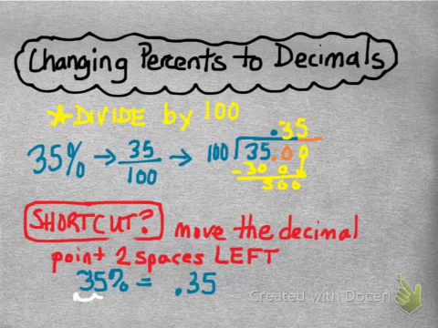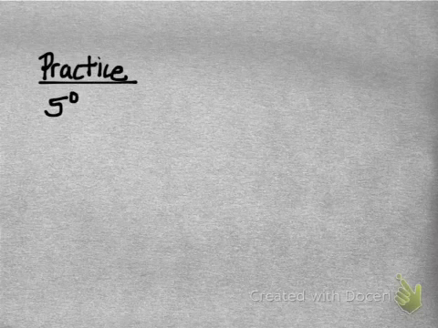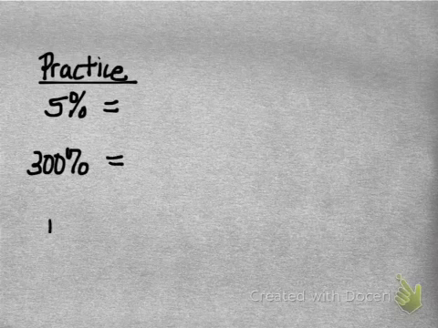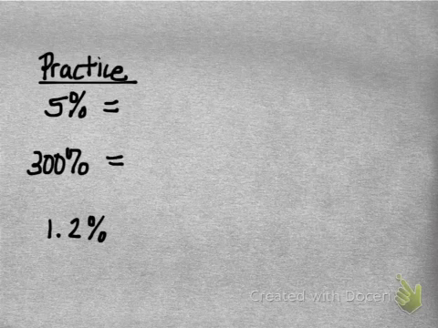Okay? So let's take a look. Once you have this copied, pause if you need to, and let's try some examples. Alright, so here's our practice. Just a couple of them. Let's look at 5%. So we could take that 5 over 100 and divide by 100, or use the shortcut. Okay? Then 300% and 1.2%. So let's see what we can come up with here.